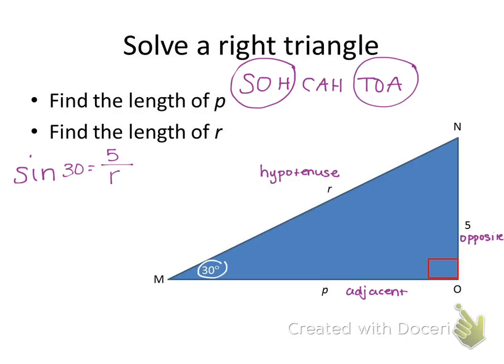Jensen? 0.4539905. Megan, what did you get? 0.5. 1/2. Okay? So the sine of 30 is just 0.5.